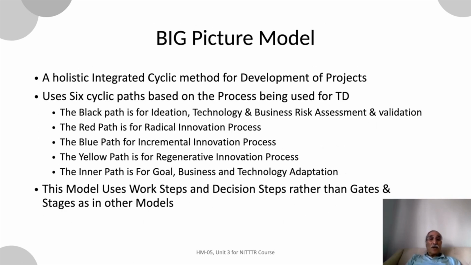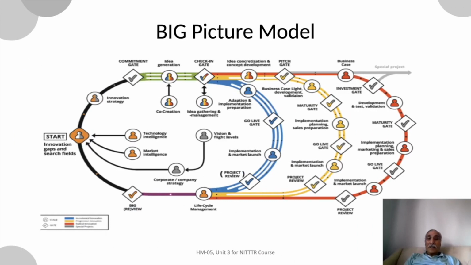So we'll stop here with the big picture model, which is a holistic integrated model. Again, it's a theoretical, academic model, an integrated cyclic method for development of projects, and it uses six cyclic paths based on the kind of technology development. The black path is for ideation, technology and business risk assessment and validation. The red path is for radical innovation process. The blue path is for incremental innovation process. The yellow path is for regenerative innovation process. And the black path is for the ability to start the innovation cycle again.